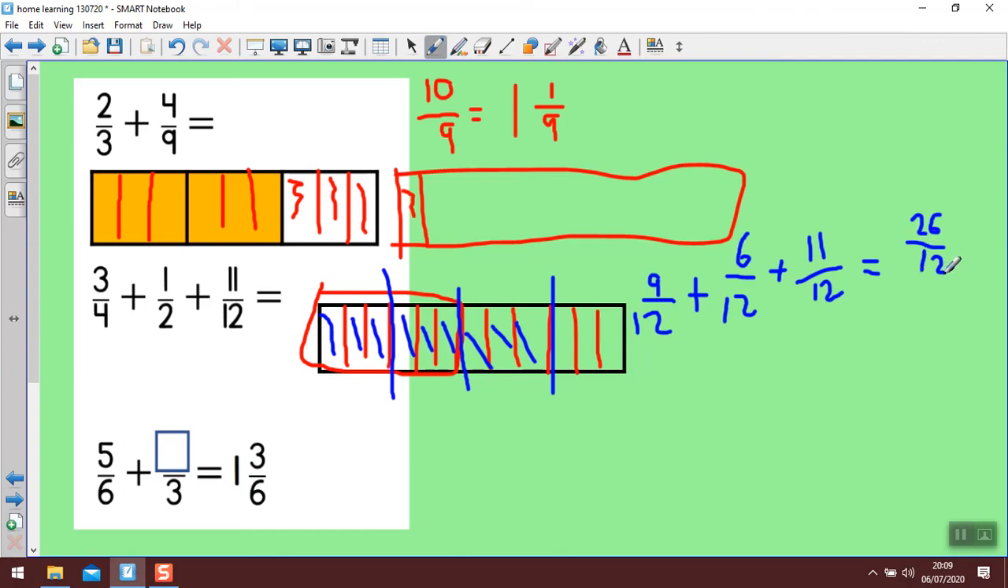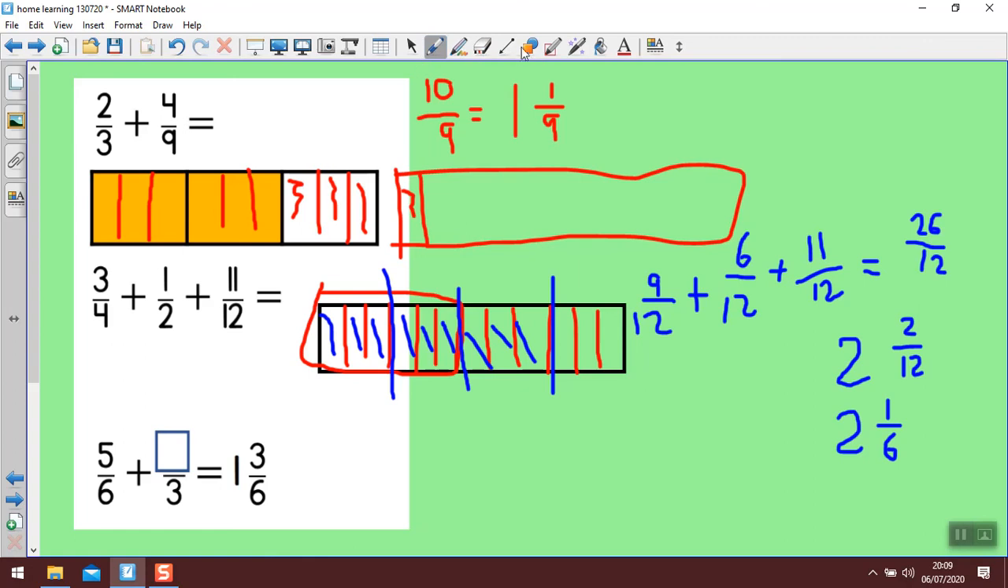26 divided by 12. How many 12s go into 26? 12, 24. 2 whole ones and 2 left over. So it's 2 and 2 twelfths, which is the same as 2 and 1 sixth, if we simplify it. Now we've got 5 sixths add so many thirds equal 1 and 3 sixths. So really I need to put this into sixths as well.